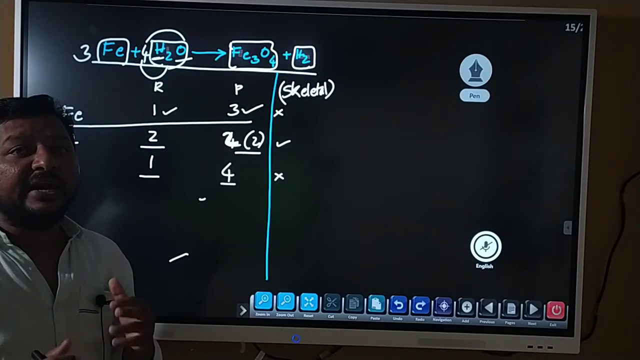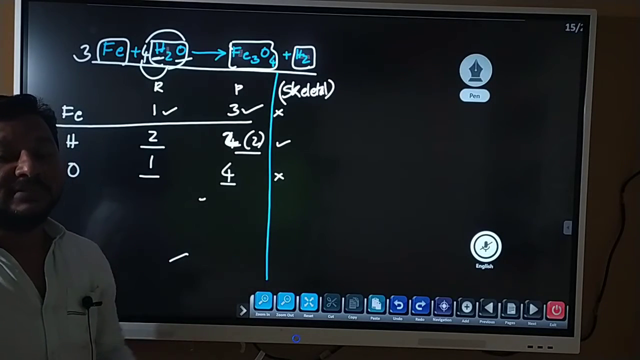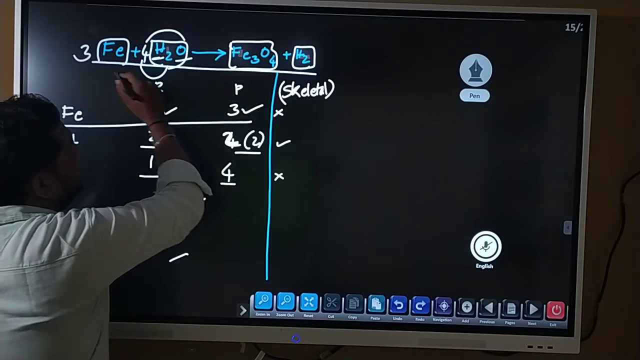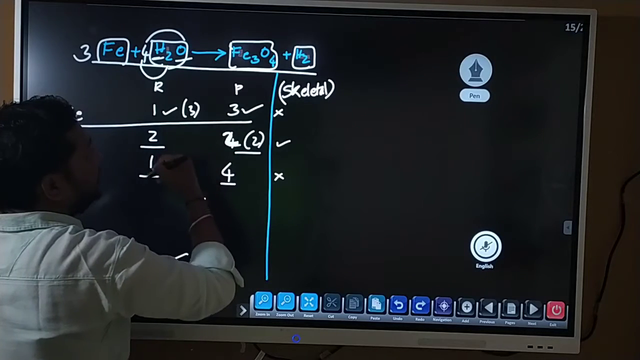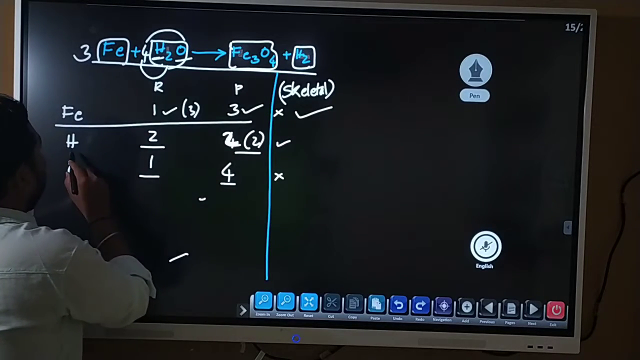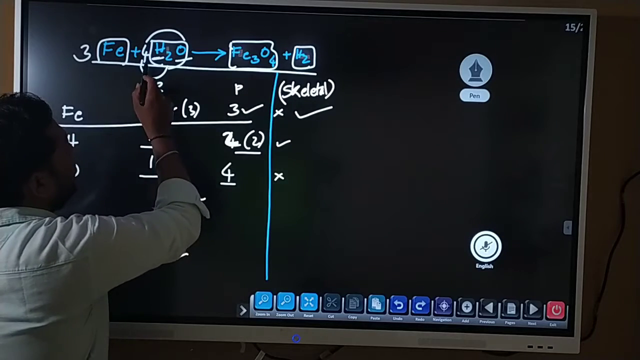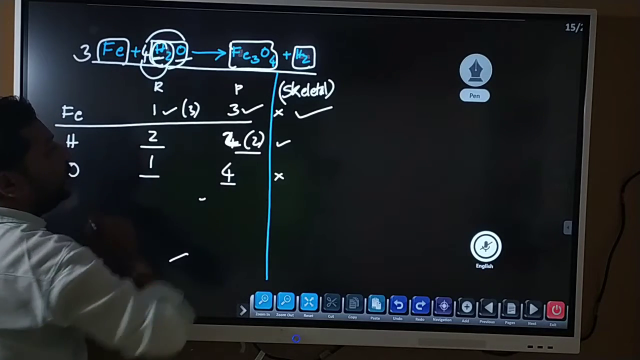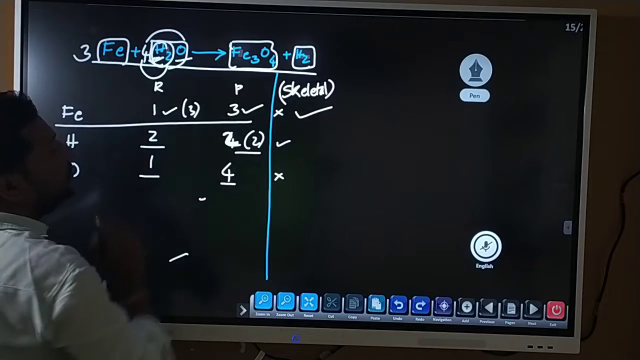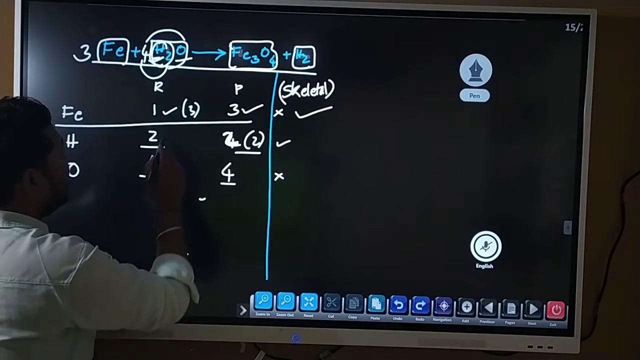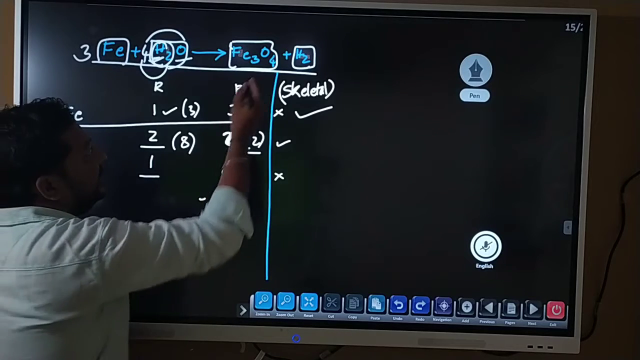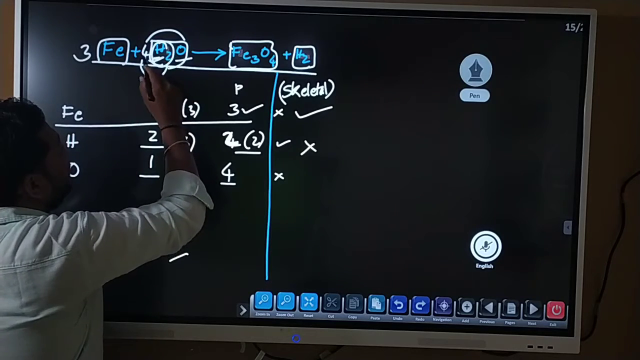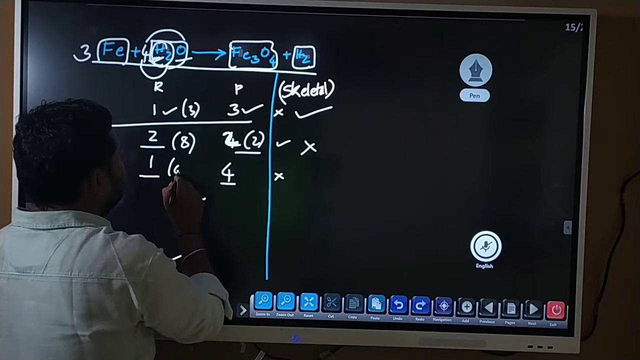After this, we have to ensure once again whether all the things are equal or not. First, iron 3, okay. Next, go for the hydrogen. Hydrogen here already has 2 in number, multiplied by 4. That means 4 into 2, 8 hydrogens are on the reactant side. Here we have only 2. That's why it is not balanced. For oxygen, we have 4 oxygen here, 4 oxygen there, it is balanced.